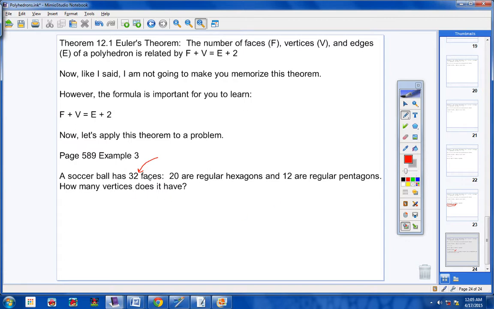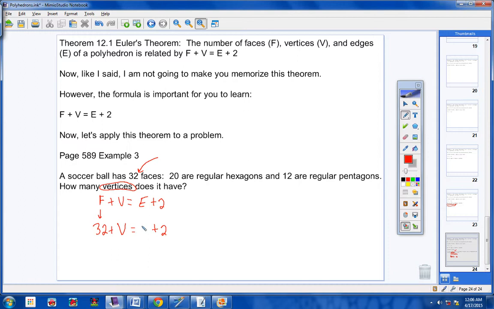Alright, now, let's first of all think about our formula right here. Copy that down, okay? F plus V equals E plus 2. Now, the question is, how many vertices does the soccer ball have? So I know I'm looking for V, so I'm going to leave V alone. V is V. Well, I know I have 32 faces. They already told me that. So for F, I'm going to put 32, alright? And of course for 2, I'm just going to put 2.